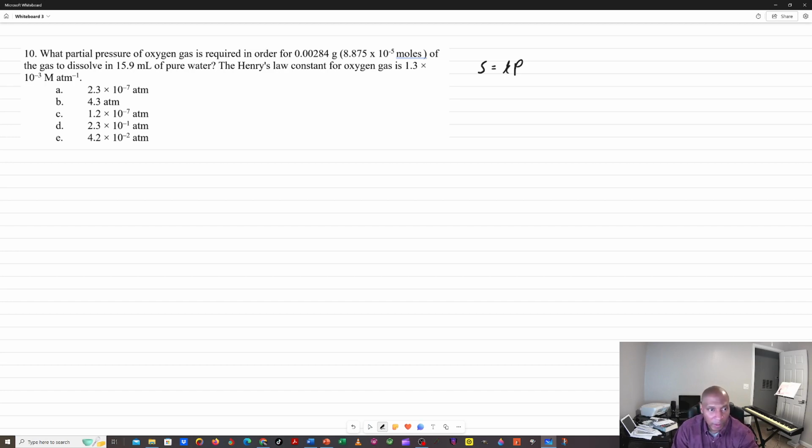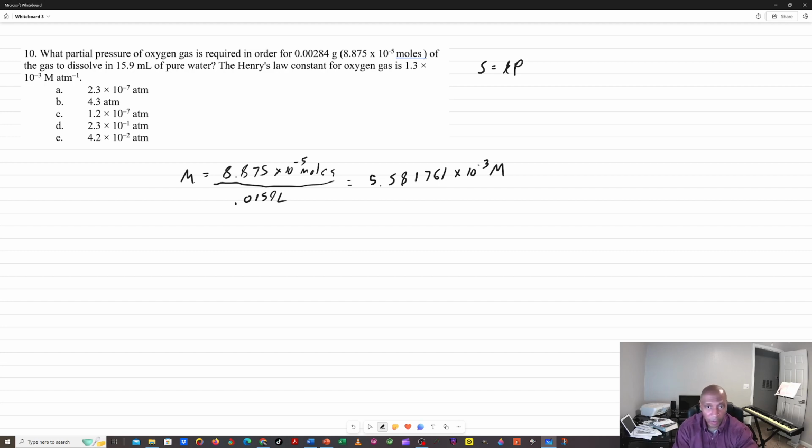So all I have to do, to get the molarity, is take 8.875 times 10 to the negative 5 moles and divide that by 0.0159 liters. Of course, you want to convert your milliliters to liters. Of course, this is a molarity problem. 8.875 times 10 to the negative 5 divided by 0.0159 is going to equal 5.581761 times 10 to the negative 3 molar.